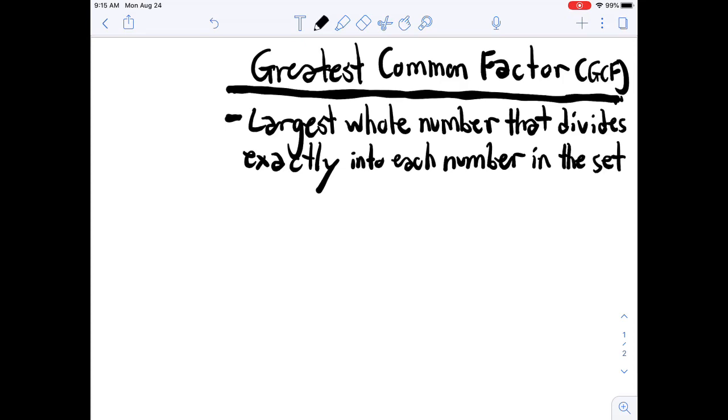In the last video, we looked at writing prime factorizations of composite numbers. In this video, we are going to focus on greatest common factor, also known as GCF, and lowest common multiple, or LCM. The greatest common factor of a set of whole numbers is the largest whole number that divides exactly into each number in the set.